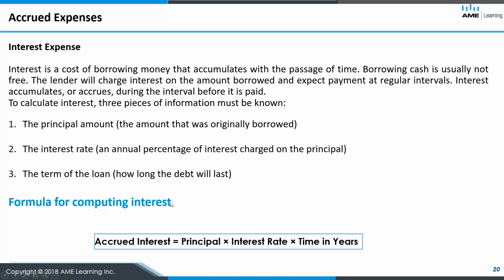And so here's a formula that we can use for calculating the interest, which is to say, again, principal times the interest rate, like we talked about. 10,000 times 10%, we'd owe $1,000 per year of interest. But when we're looking at accruing interest, say for a month, then we need to also multiply that amount by the time in years.